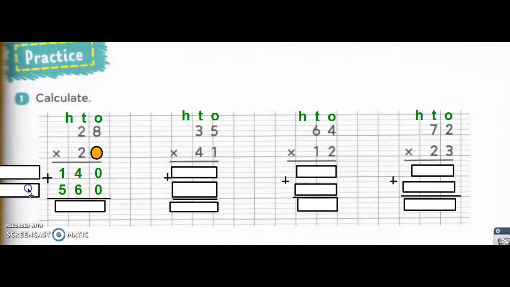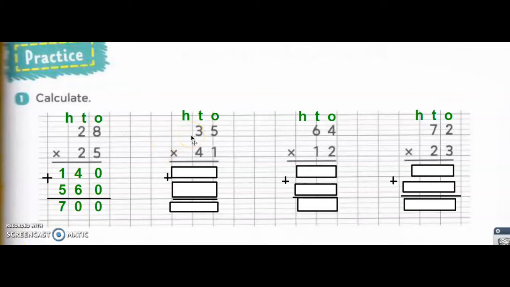Now what do I do with these two products to get the final product? I add them. 0 plus 0, 0. 4 plus 6, 10. I write the 0 and I carry 1. 1 plus 5, 6. And do not forget to add the carry, 7. So the final product of 28 multiplied by 25 is 700.